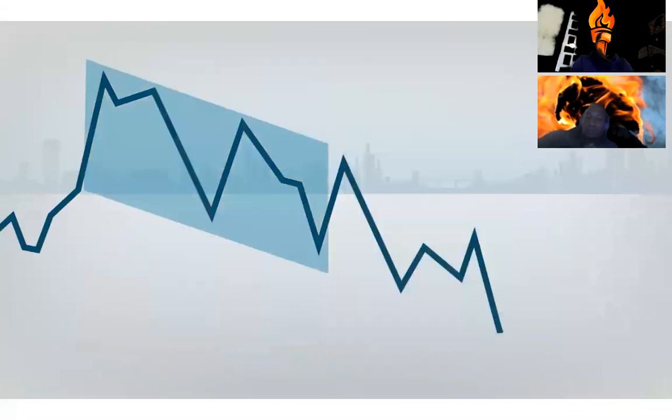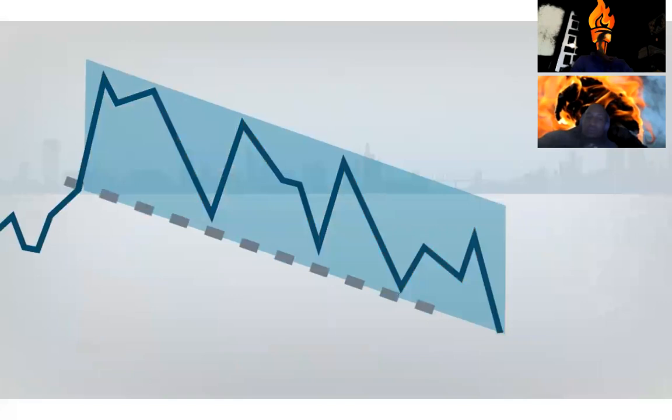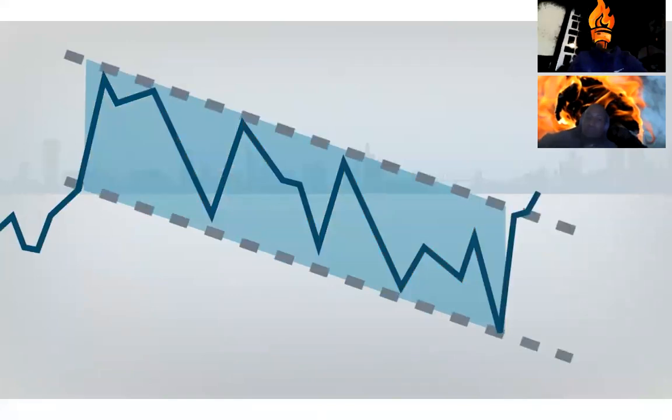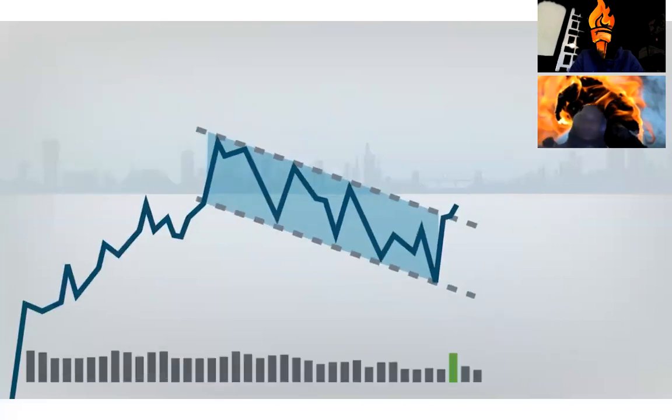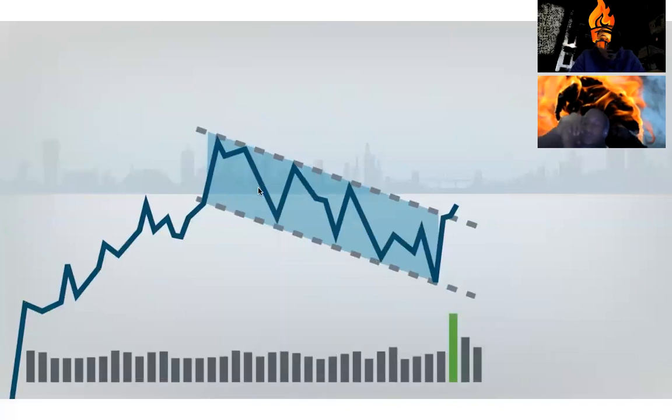The pattern is complete when the price closes above the original diagonal resistance level and finds a new level of support. This breakout point is typically seen as a buy signal. Once the stock has broken through resistance, it's important to confirm the move. To do this, look for higher than average volume as the stock breaks through resistance. Higher than average volume is important.